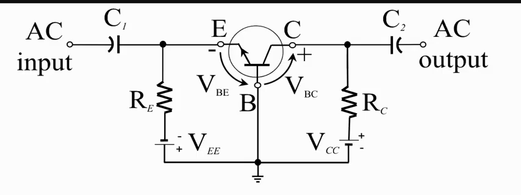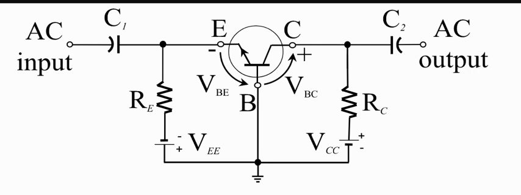Hello, so let's have a look at this circuit and try to understand what this circuit is and how it works. As we can see, there is an AC input applied to this circuit and there is an AC alternating current output coming from this circuit, and the circuit contains a transistor, that is a BJT, which is connected as shown.